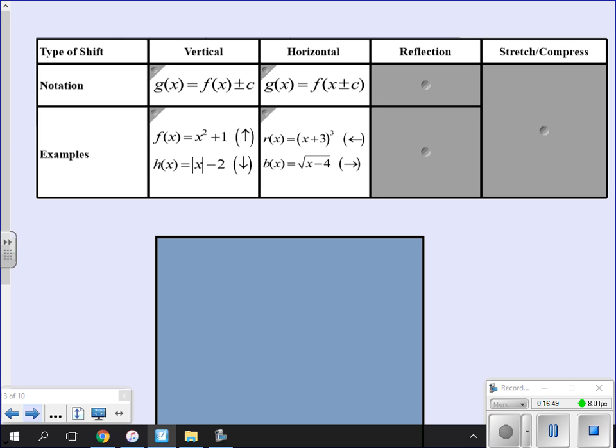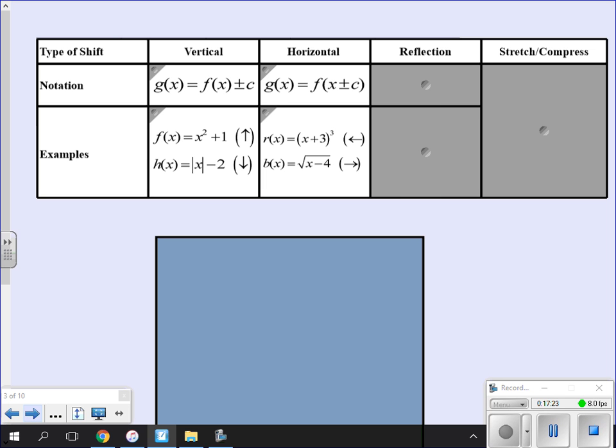99% of the time, anything that is inside does the opposite. So x plus 3 squared, I don't move positive 3, I move in the negative 3 direction. I move in the opposite of what's there. The square root of x minus 4, my square root 1, instead of starting on the origin, starts over at 4. And then goes up from there.